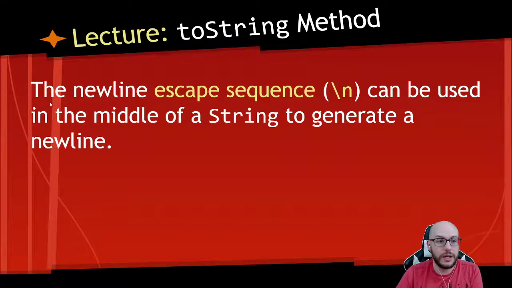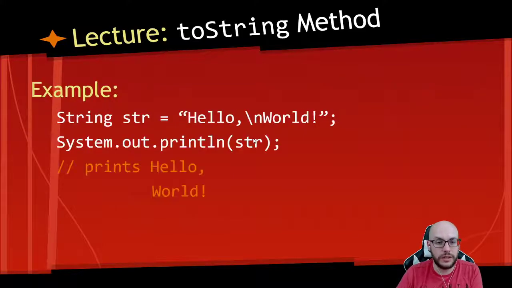I can save that into a char if I wanted to, but we could just make it part of our string. The new line escape sequence can be used in the middle of a string to generate a new line. Here's an example, and this one's a little bit wonky. We'll space it out a little bit better so it's cleaner, but I have a string, str, with the contents hello world. But in the middle of that, you see this backslash n? That's my new line escape sequence. What is actually created by this, we can see whenever we print it off, is that we have hello, comma, then our new line, world.